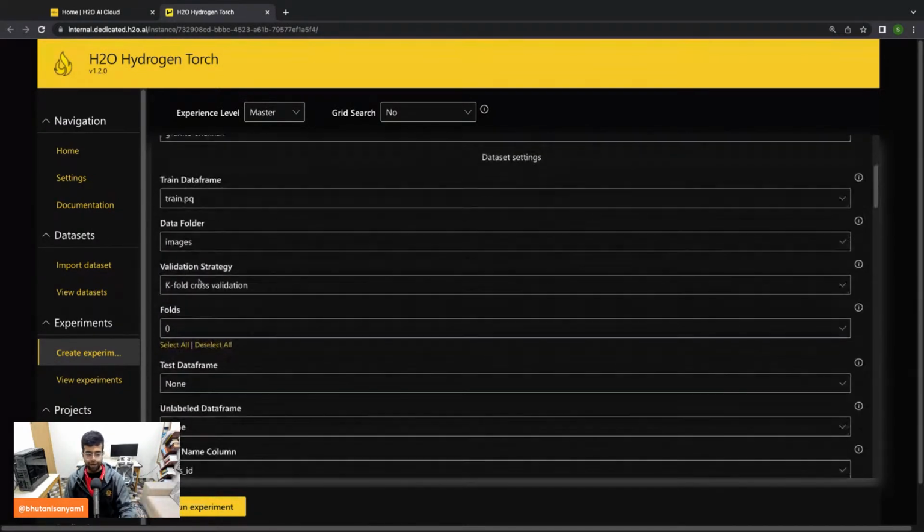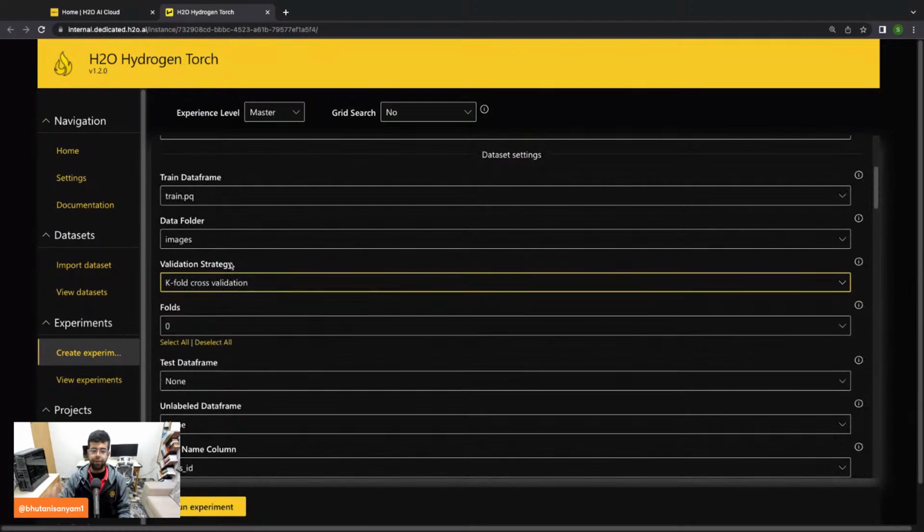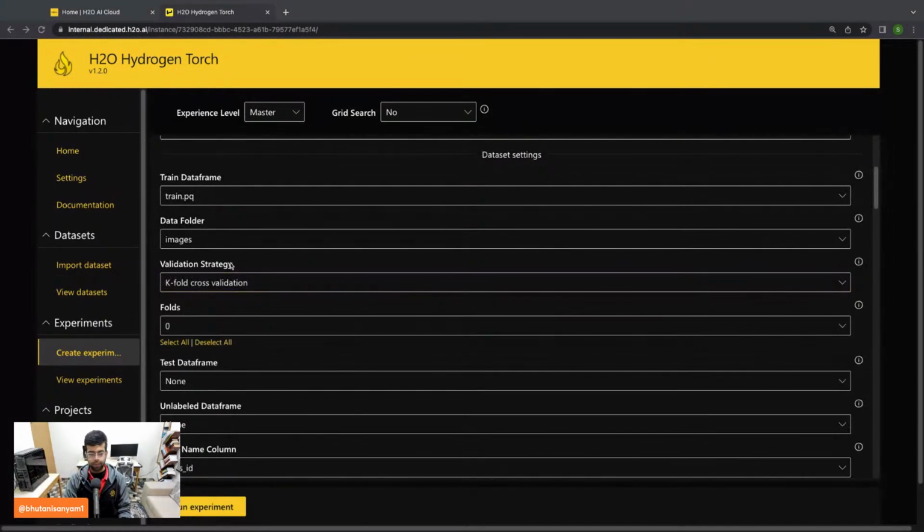From here, you can define your validation strategy. Now, what I'm doing here is working with images. But if you're working with videos, it's just videos that end up getting converted to images, right?